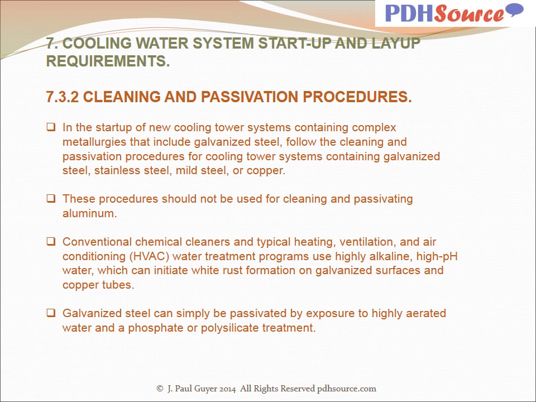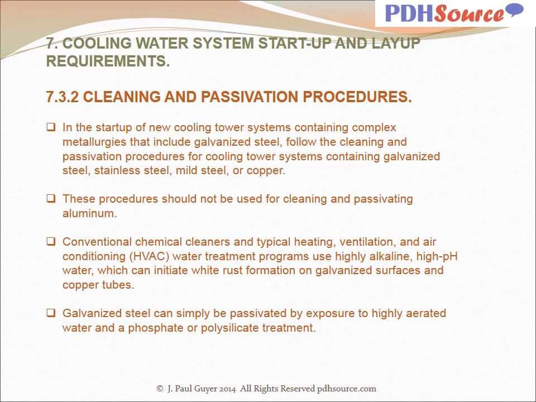In the startup of new cooling tower systems containing complex metallurgies that include galvanized steel, follow the cleaning and passivation procedures for cooling tower systems containing galvanized steel, stainless steel, mild steel, or copper. These procedures should not be used for cleaning and passivating aluminum. Conventional chemical cleaners and typical heating, ventilation, and air conditioning water treatment programs use highly alkaline, high pH water, which can initiate white rust formation on galvanized surfaces and copper tubes.